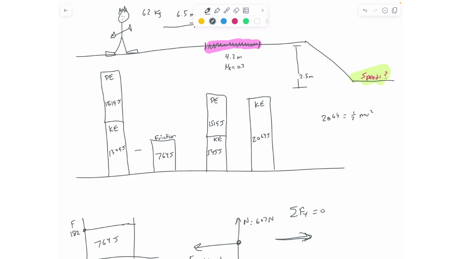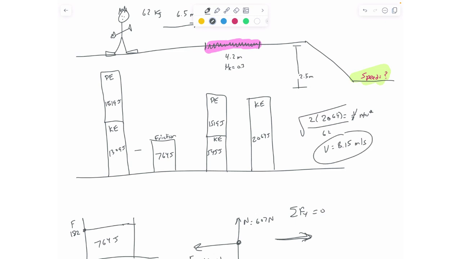And then 2064, which is energy, is equal to 1/2 mv squared. Multiply by 2, get rid of that. Divide by your mass, which is 62, take the square root of that, and you'll end up with the velocity, 8.15 meters per second. So at the bottom of the hill, he has 8.15 meters per second.